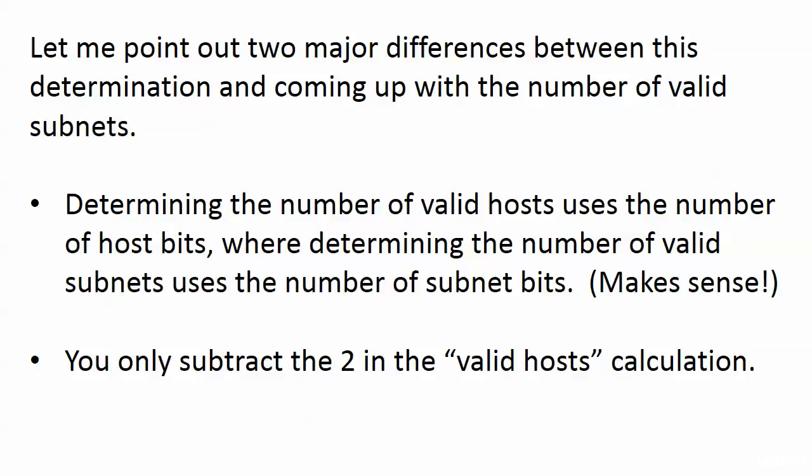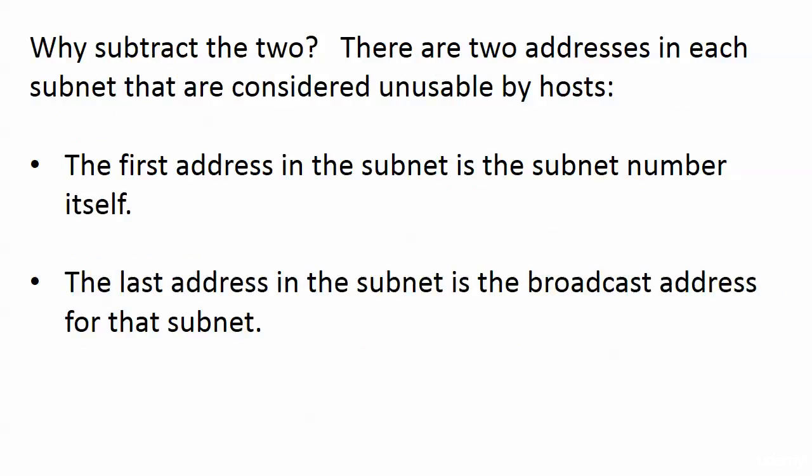Now, there are 2 big differences between this determination and coming up with the number of valid subnets. It makes sense, but I'm going to point this out anyway. When you're determining the number of valid hosts, you need to know how many host bits you have. When you're determining the number of valid subnets, you need to use the number of subnet bits you have. Now, why do you only subtract the 2 in the valid host calculation? Where are those 2 coming from?